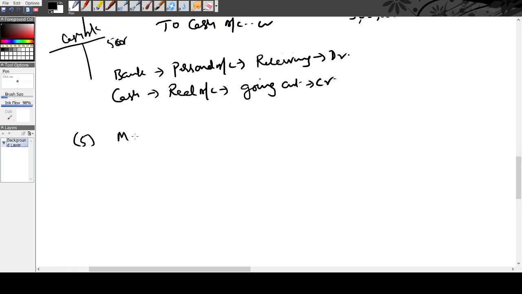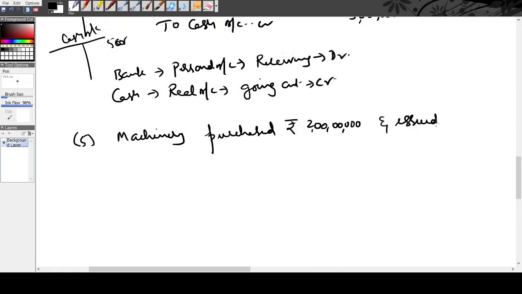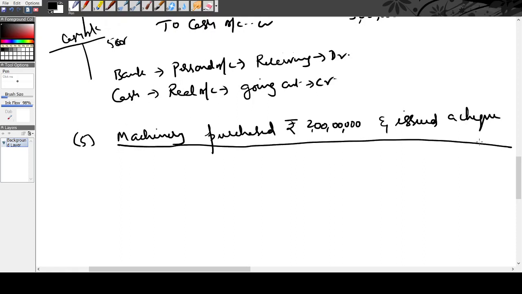Now we have purchased some equipment, machinery, rupees 2 crores, and issued a check. So what we have done is we have acquired some machinery and we have issued a check. So how do you record this transaction? It's a very easy transaction. Machinery account should be debited 2 crore rupees and the bank account should be credited.